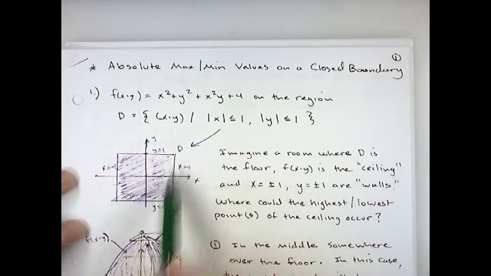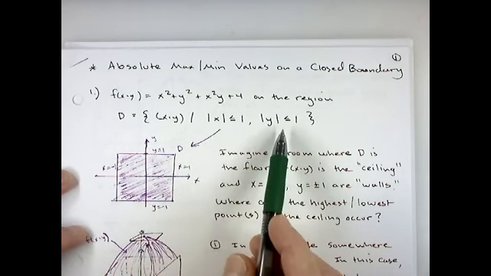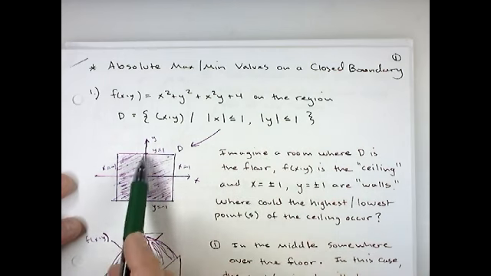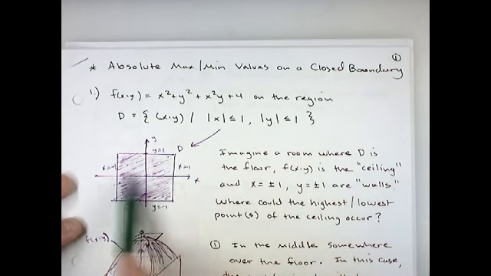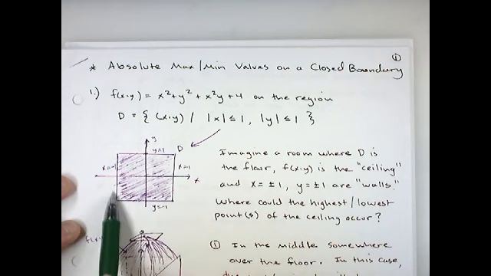Suppose our domain is all the points where the absolute value of x is less than or equal to 1 and the absolute value of y is less than or equal to 1, which really just describes x values between -1 and 1 and y values between -1 and 1. So this is like a square.